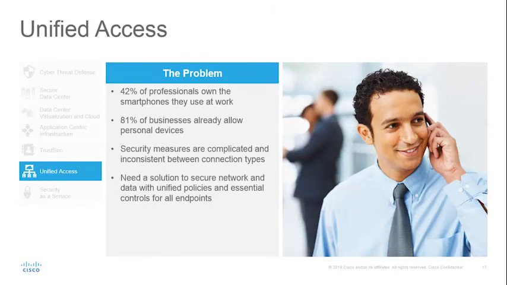Most companies are already dealing with a proliferation of mobile devices, such as smartphones and tablets in the workplace. Simply put, employees often prefer to work from multiple mobile devices, sometimes even simultaneously. In fact, research from Cisco's Internet Business Solutions Group shows that globally, 42% of white-collar professionals own the smartphones they use for work. And that same research shows that 81% of businesses already allow personal devices.